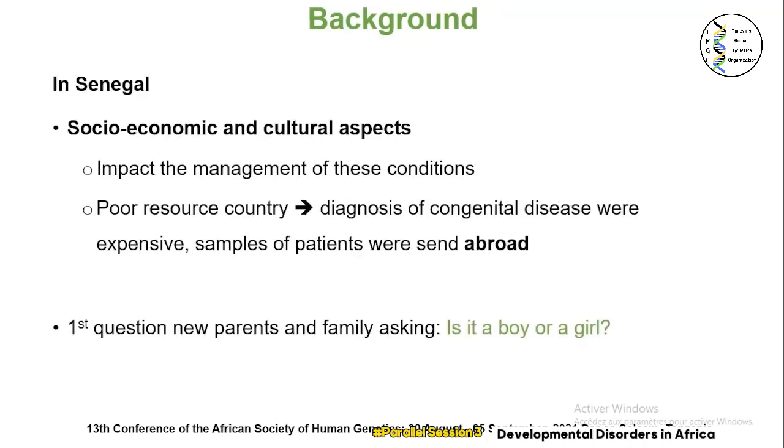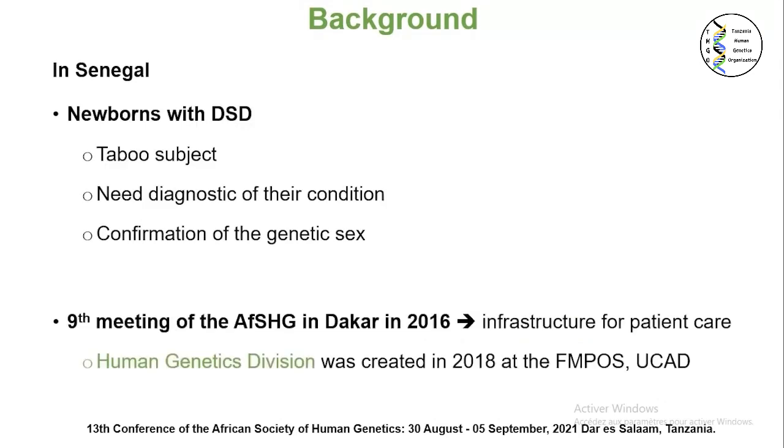In Senegal, the socioeconomic and the cultural aspects impact the management of these conditions. We are in a poor resource country, and the diagnosis of congenital disease was expensive because samples of patients were sent abroad for chromosomal analysis. In a society where the first question new parents and family ask is, is it a boy or a girl, the question remains unanswered for a newborn with sexual ambiguity.